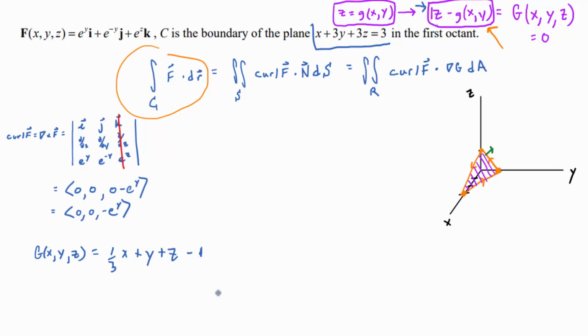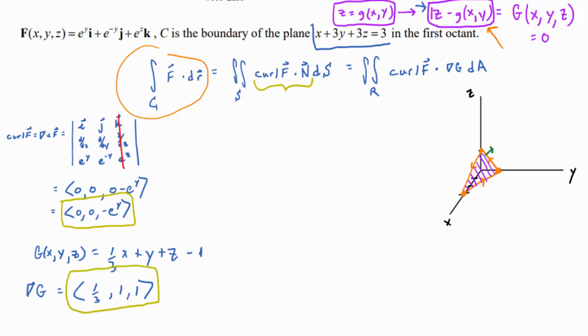So I know that when I take del g, the k component is going to be positive, which is what we need to have the right orientation. So what's del g going to be? 1/3, 1, and 1. Okay, so then our formula tells us to do what? Take the dot product. This is my curl. This is my del g. So let's take that dot product.